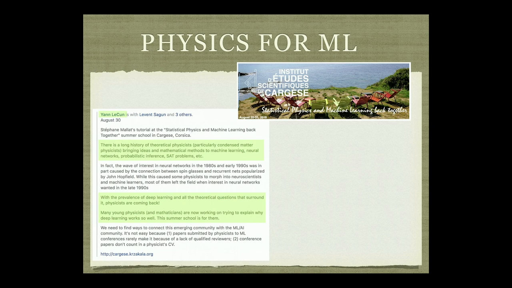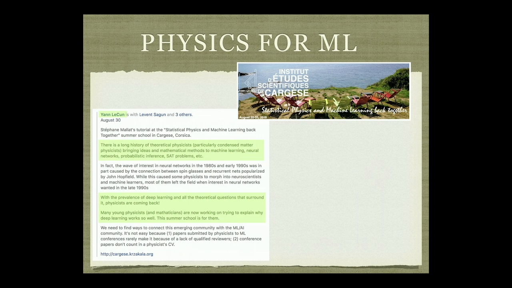So we already also had some of that today. Here I'm just giving you a quote of Yann LeCun after he attended and lectured at a conference that we organized this summer called Statistical Physics and Machine Learning Back Together. And you will understand why back together. Some participants are in the audience. He was saying that there is a long history of theoretical physics bringing ideas and mathematical methods to machine learning and neural networks. And with the prevalence of deep learning and all the theoretical questions that surround it, physicists are coming back. That's what the school was about.